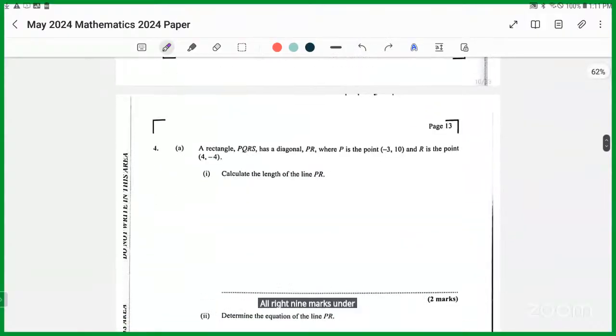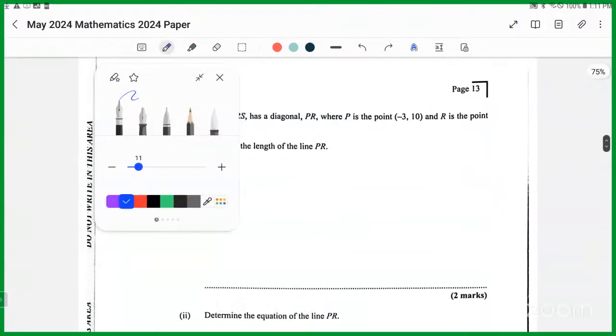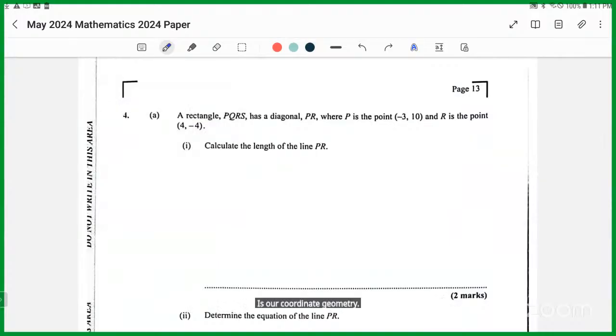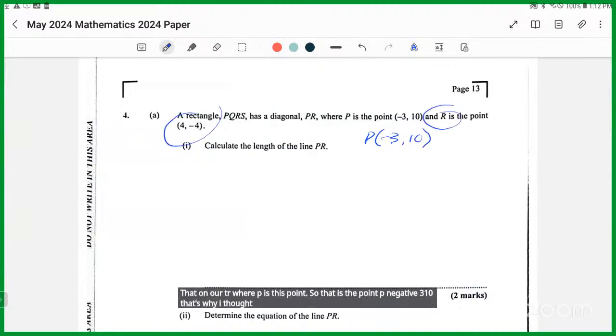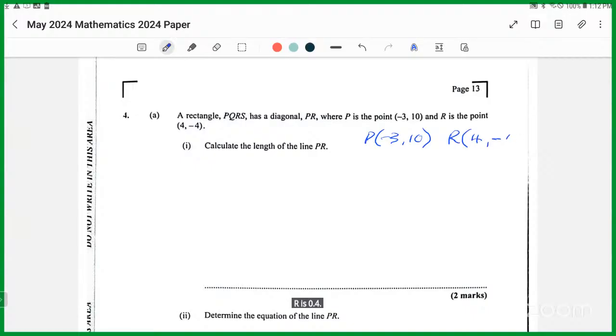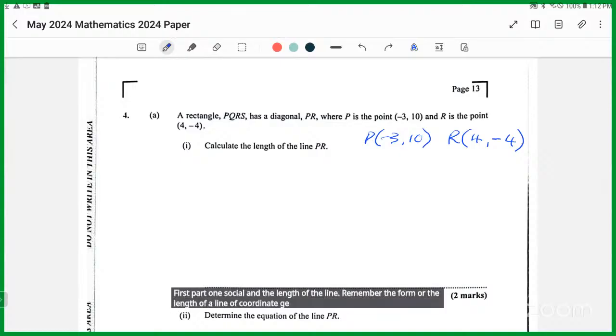Next one, number 4. Number 4 is coordinate geometry. It says a rectangle PQRS has a diagonal PR where P is this point, P(-3, 10), and R is the point (4, -4). The first part wants us to tell them the length of the line. Remember, the formula for the length of a line in coordinate geometry is like Pythagoras' theorem: the square root of the difference in the x values squared plus the difference in the y values squared.